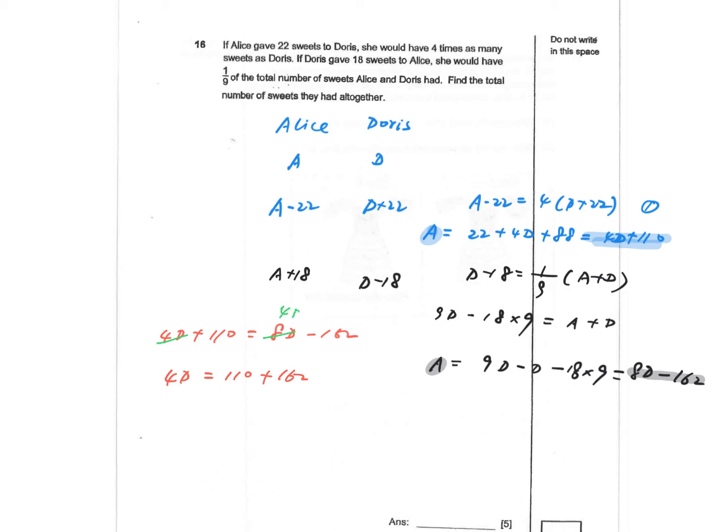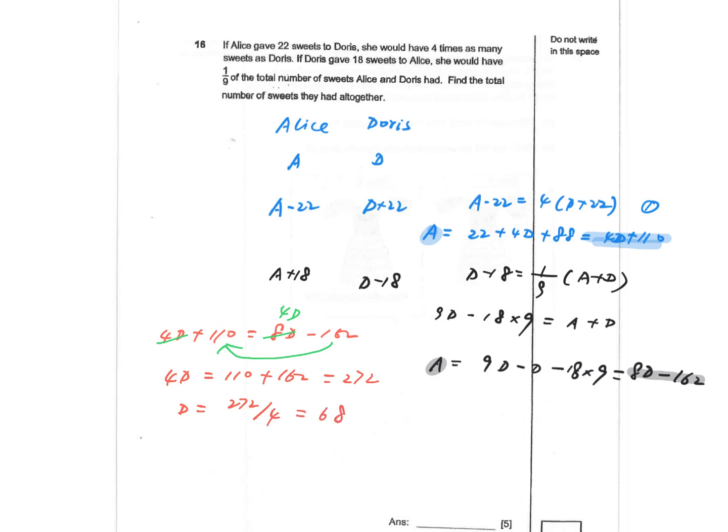This one becomes 4D, right? So 4D equals 110 plus 162 by shifting this number to the right hand side, and now we should be able to get 272, and therefore D equals 272 divided by 4 equals 68.